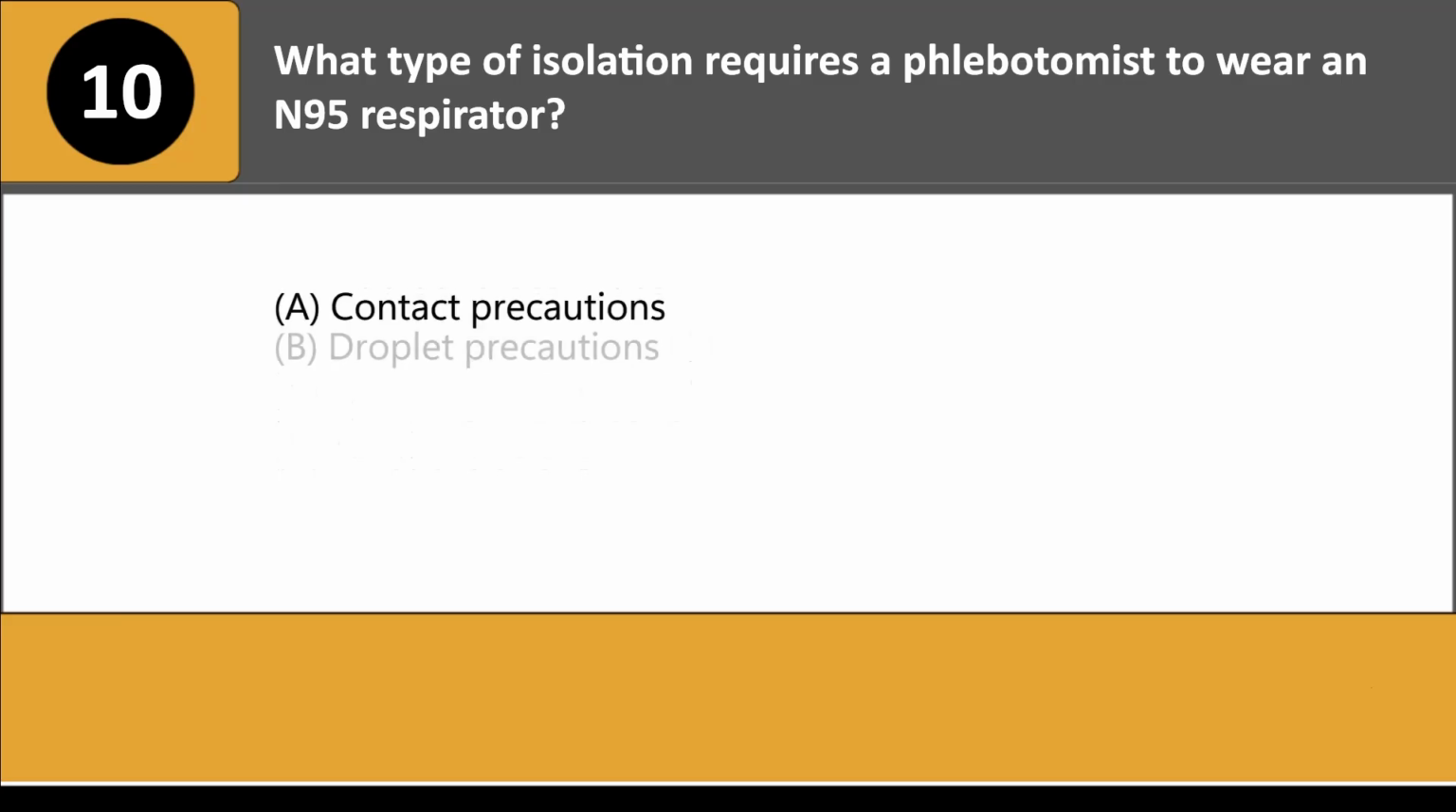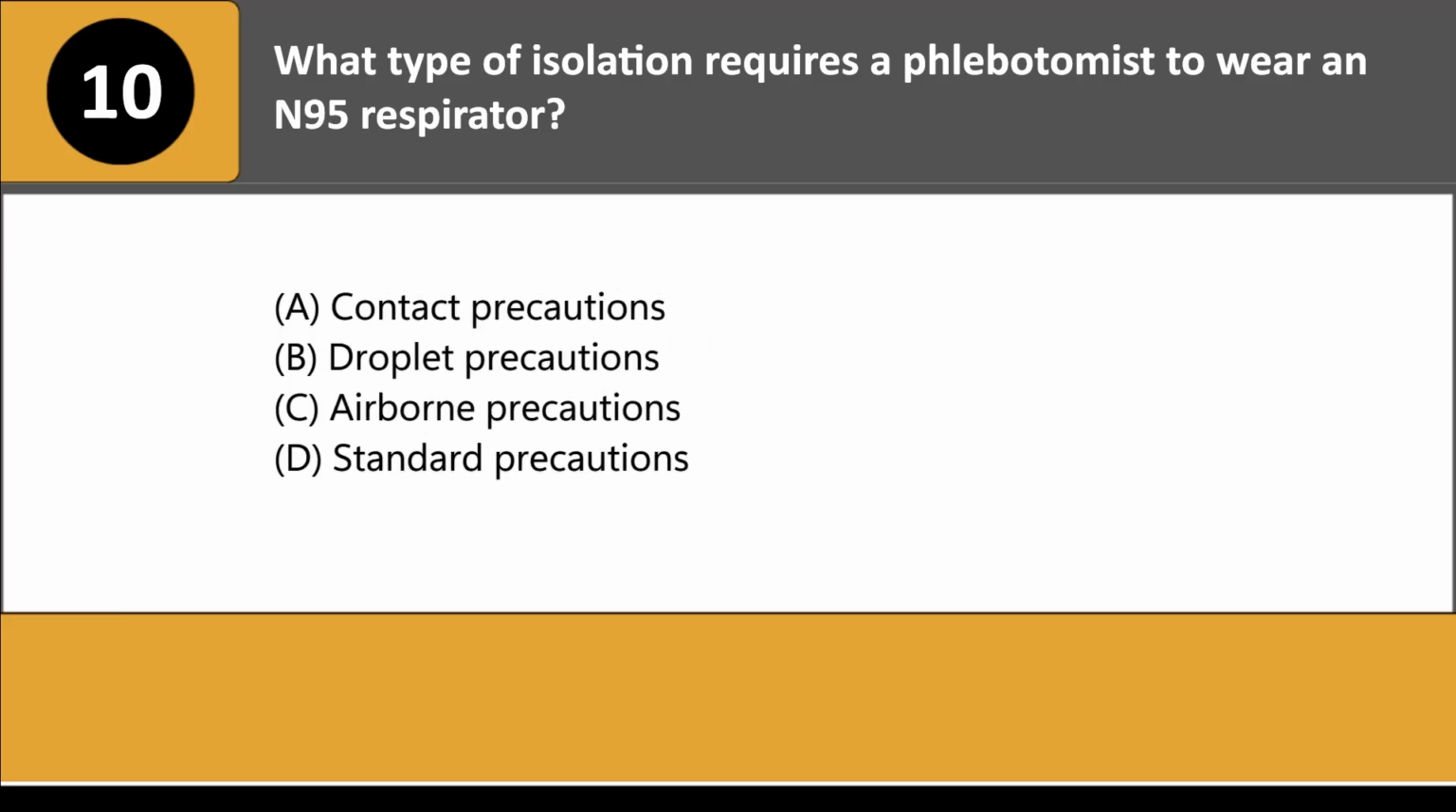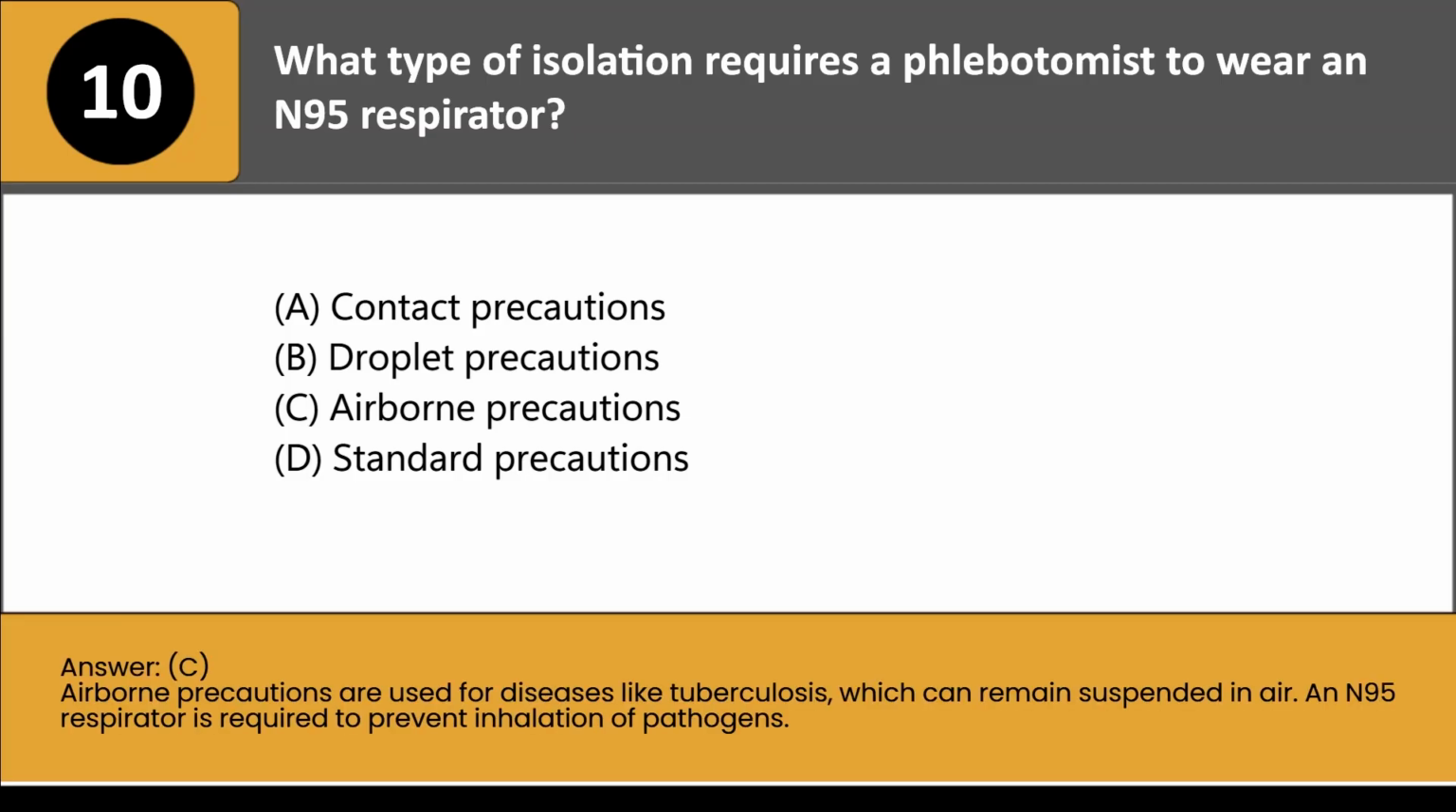What type of isolation requires a phlebotomist to wear an N95 respirator? A. Contact precautions. B. Droplet precautions. C. Airborne precautions. D. Standard precautions. Answer: C. Airborne precautions are used for diseases like tuberculosis, which can remain suspended in air. An N95 respirator is required to prevent inhalation of pathogens.